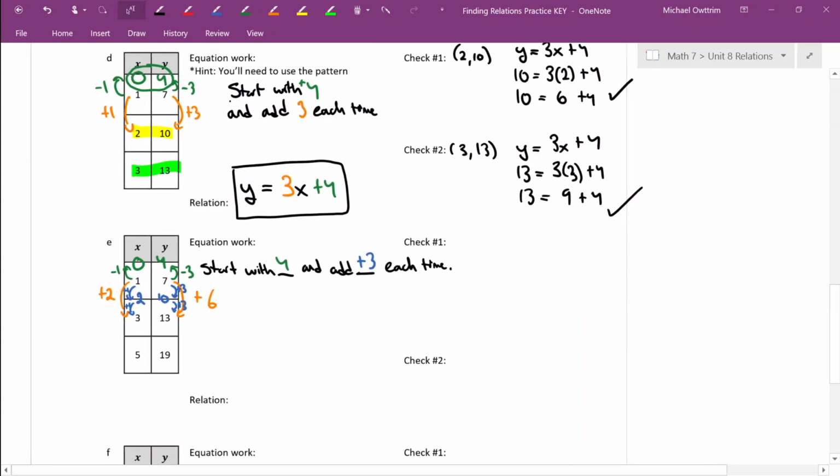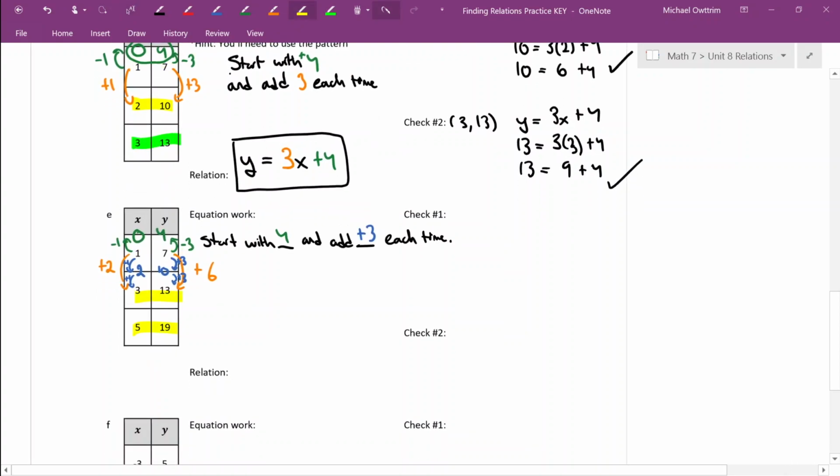Now you might notice that actually these two tables of values are the same. This one here is skip counting by 2, question D is skip counting by 1, but notice that both of them have a 0 and a 4. Both of them have up by 1 in x matching up by 3 in y. Both of them have the points 1, 7, as well as 3, 13. And so these are actually the same table of values, which means the equations are the same. They're just disguised a little bit differently.